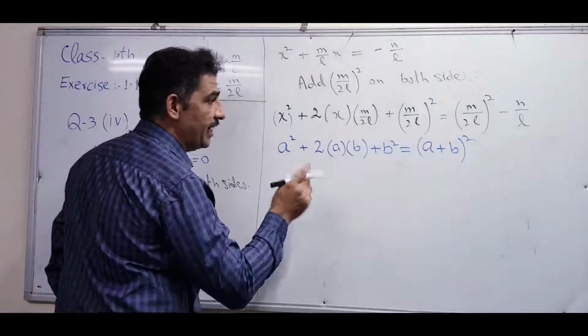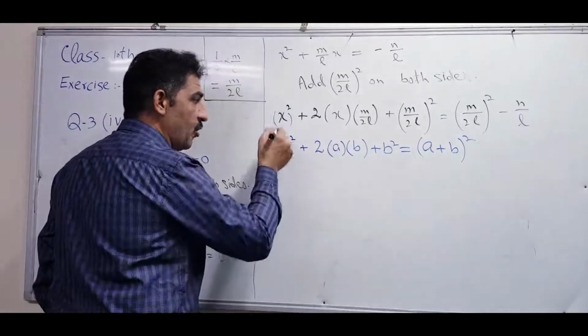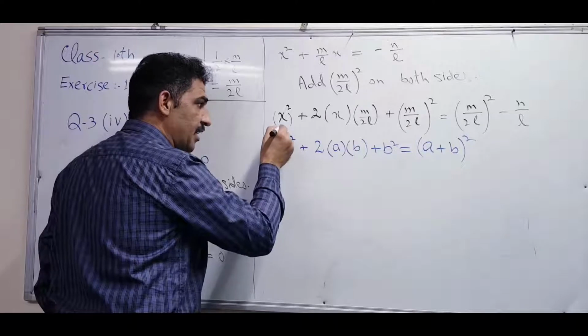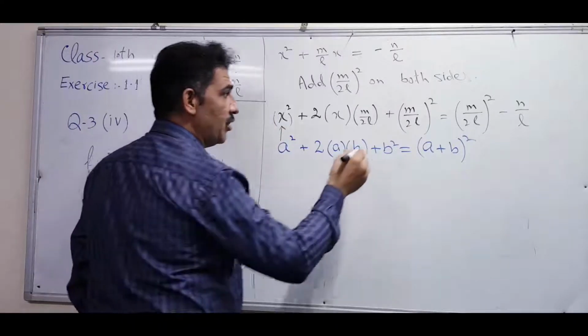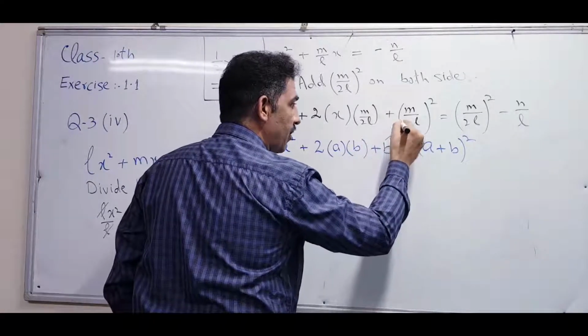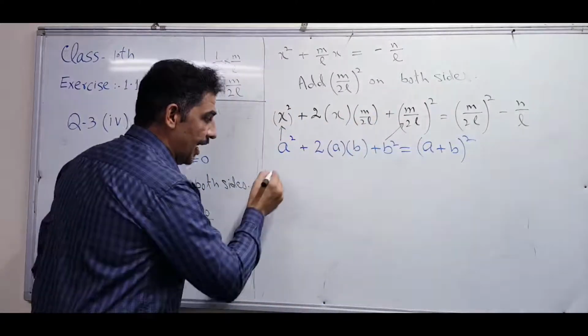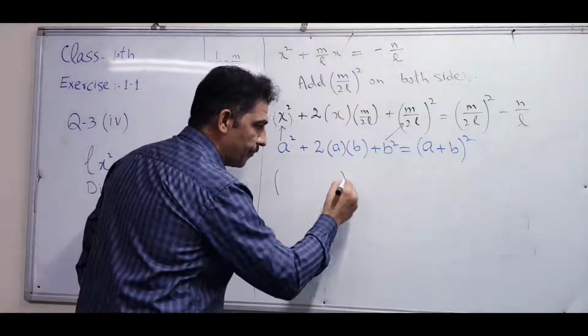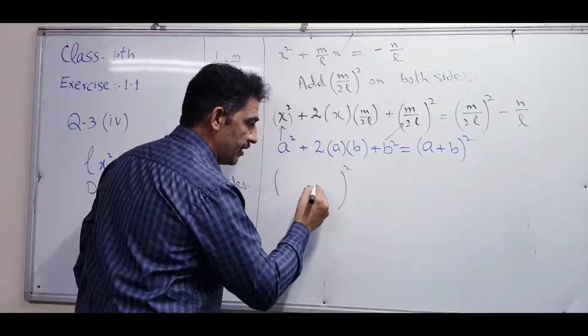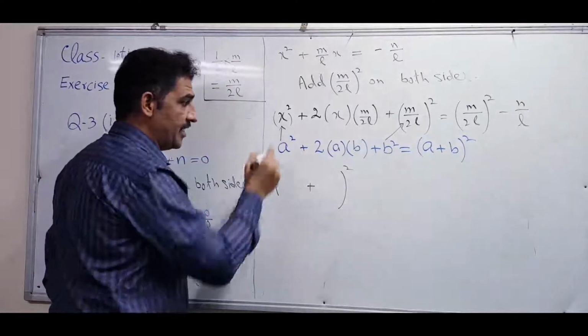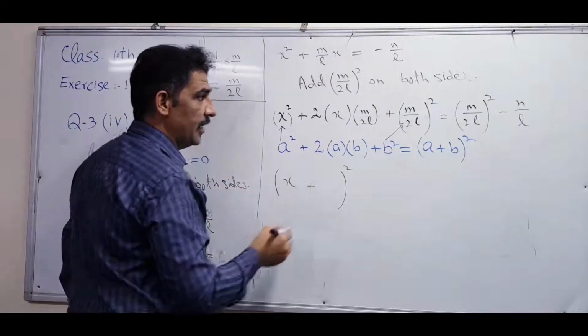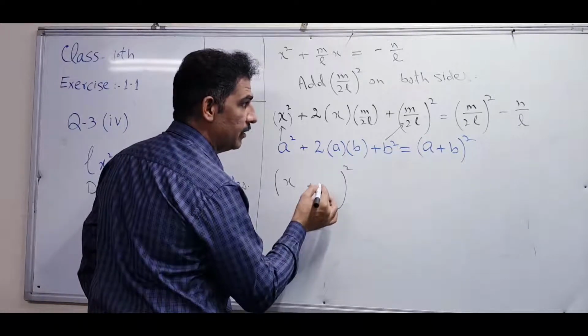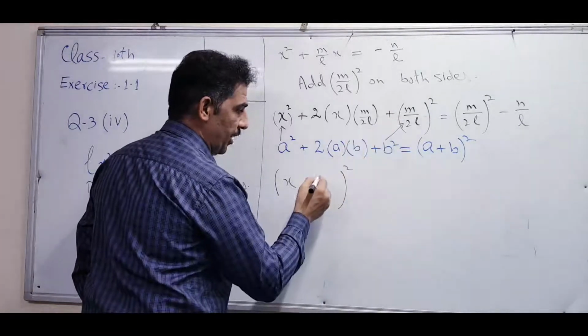So what will we write in the place of A? What do you have in the place of A? This number is in the place of A. And what do you have in the place of B? This number you have in the place of B. According to the formula, this is also the formula sign. A, what is that? X, and B, what is that? M over 2L.